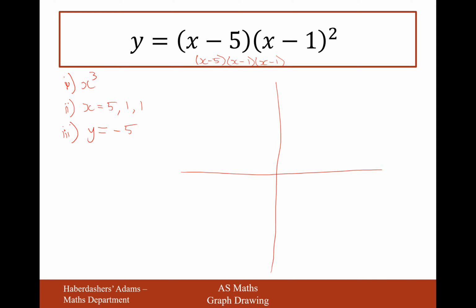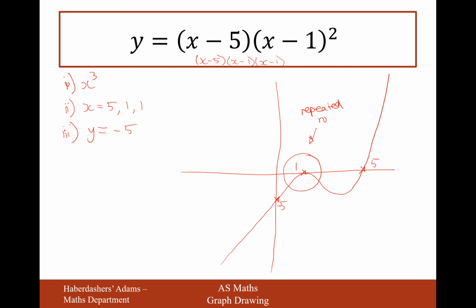So let's now draw the graph. It's going to be an x cubed shaped graph. It's going to cross at 5 and repeated at 1, and it's going to go through an intercept at -5. So it's going to go up to this point here, touch it, come back down, and then go back up through it there. So it's a squared type repeated root at this point here.